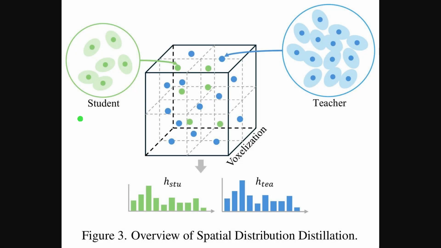Next, we are looking at the spatial distribution distillation diagram, which shows how student and teacher point clouds become voxel histograms. The center cube illustrates voxelization, where the 3D space is split into a regular grid so counts per cell capture structure. On the left and right, you can see student and teacher point sets feeding in. At the bottom, the green and blue bar charts depict the normalized histograms that are compared with cosine similarity.